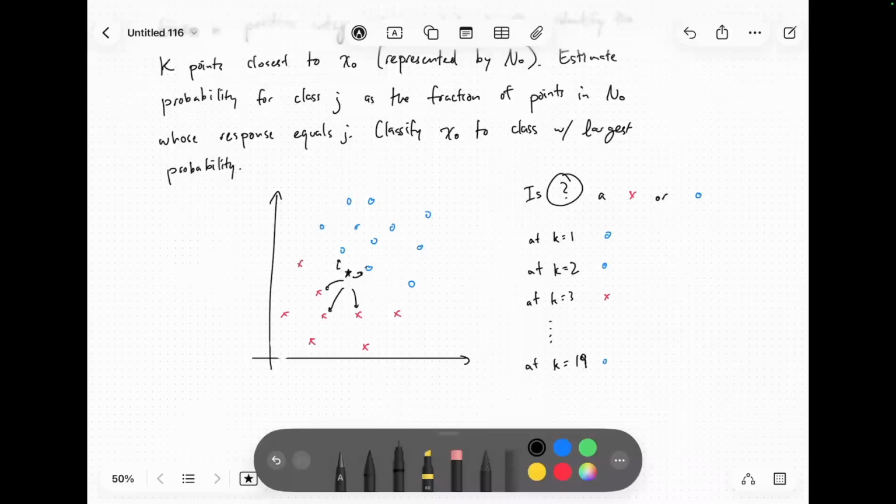Just to make sure, the distance is straight line distance? Straight line distance. Yeah, sorry, I'm drawing little curves, but it's just straight line distance. Which is really important to think about when it comes to your data.